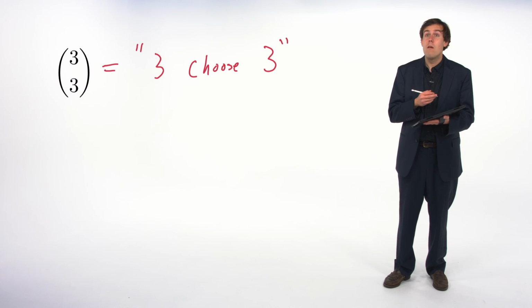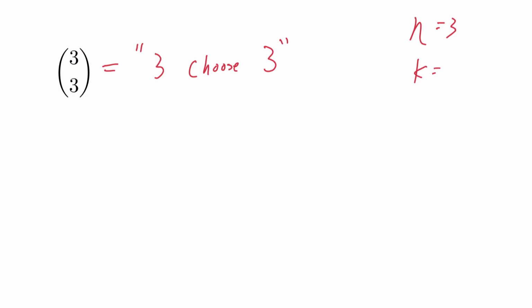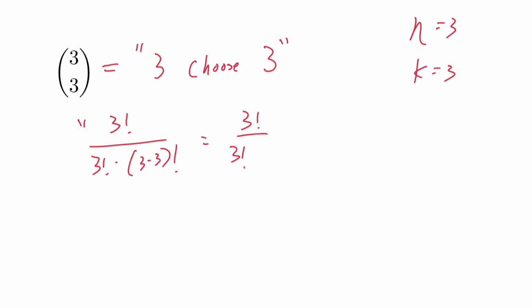Let's see if it works from the formula. So here, n equals 3, k equals 3. So this is equal to 3 factorial over 3 factorial times (3 minus 3) factorial. Okay, and this is an important moment to remember what 0 factorial is. It's not 0, it's 1. And we should be thankful for that. Otherwise, our formula wouldn't work here because we would wind up dividing by 0, which is not allowed.